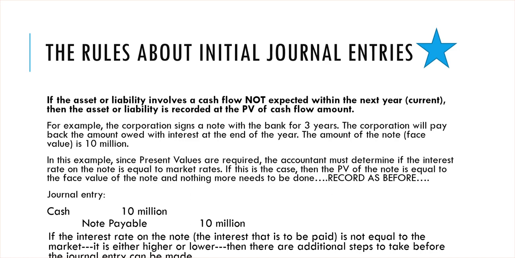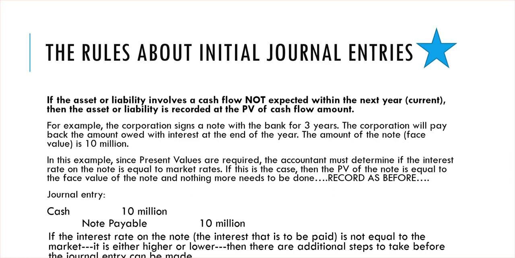So here a corporation signs a note with the bank for 3 years. The corporation pays back the amount owed with interest at the end of the year. That would be the 3 years. The amount of the note is 10 million. Since present values are required, the accountant has to determine if the interest rate on the note is equal to market rates. And if that is the case, we really don't have to do anything.